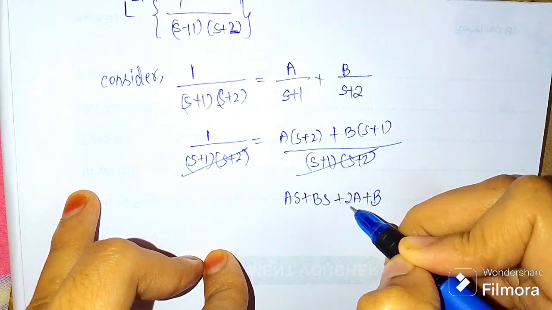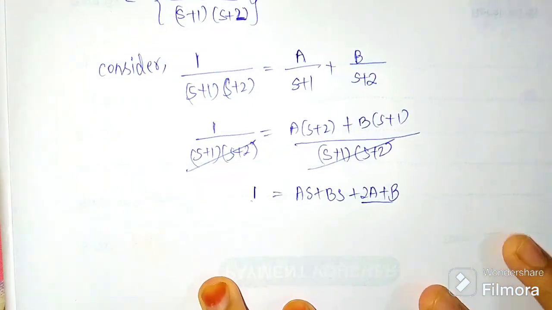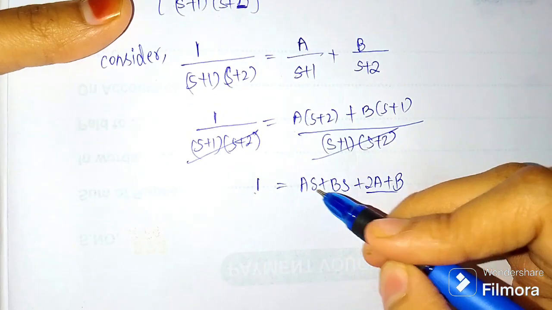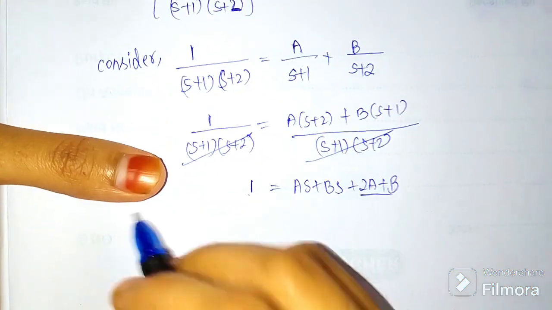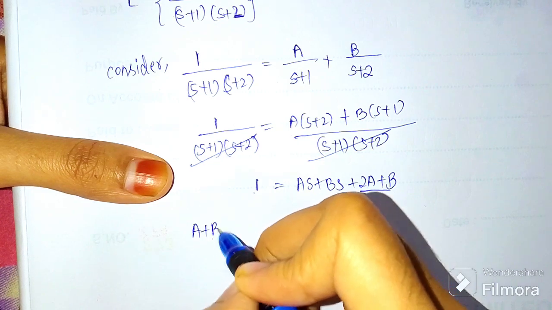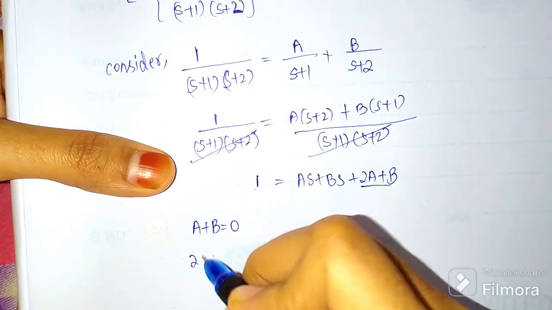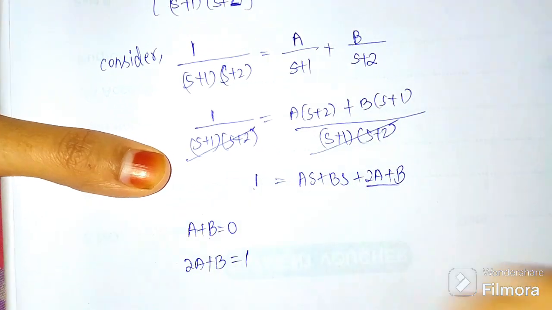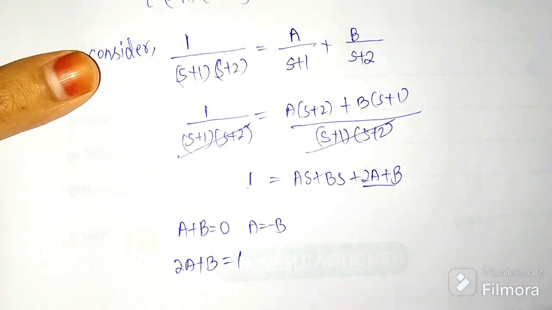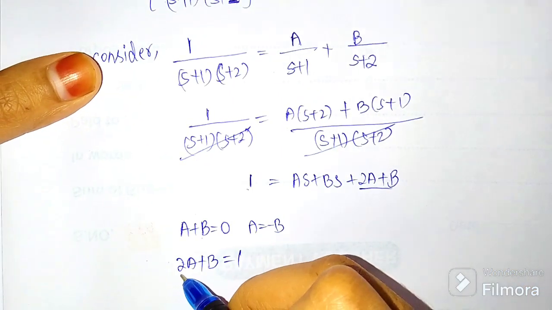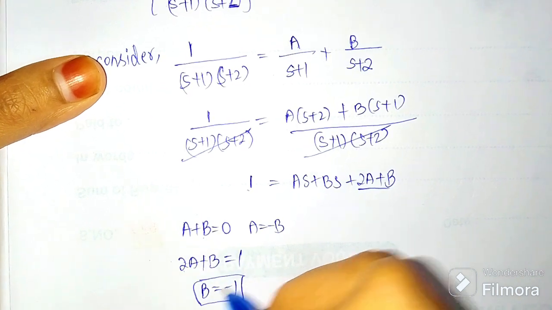So what is the constant here? 2a plus b is the constant. This side, the constant is 1. And also this side, the coefficient of s is a plus b. This side, the coefficient of s is 0. So we can write a plus b is 0. Comparing constants, we can write 2a plus b as 1. So from here we get a is minus b. Substituting, we get minus 2b plus b, which is minus b. So b is minus 1 and a will be 1.